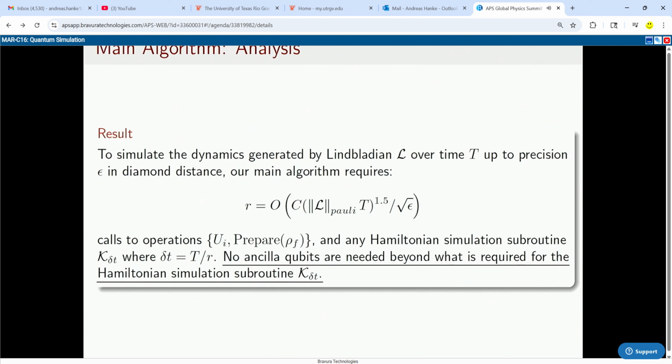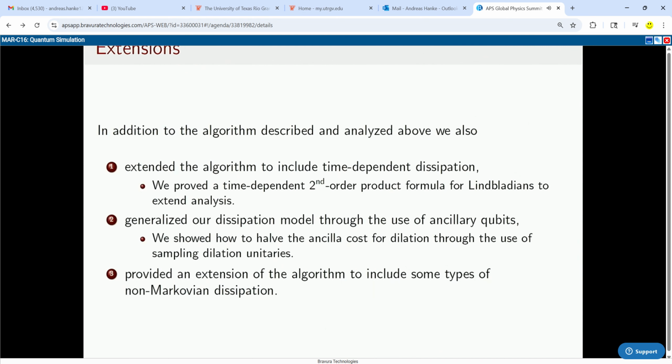And an additional added benefit is that there are no ancilla qubits that are needed beyond what is required to implement the Hamiltonian simulation subroutine. So essentially, if you choose a Hamiltonian simulation subroutine that requires a small amount of ancilla qubits, then your entire algorithm will only require that many ancilla qubits.